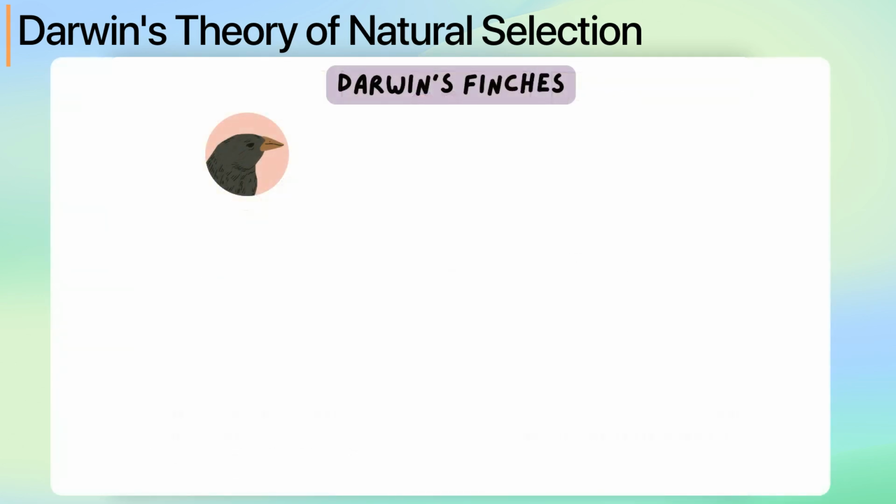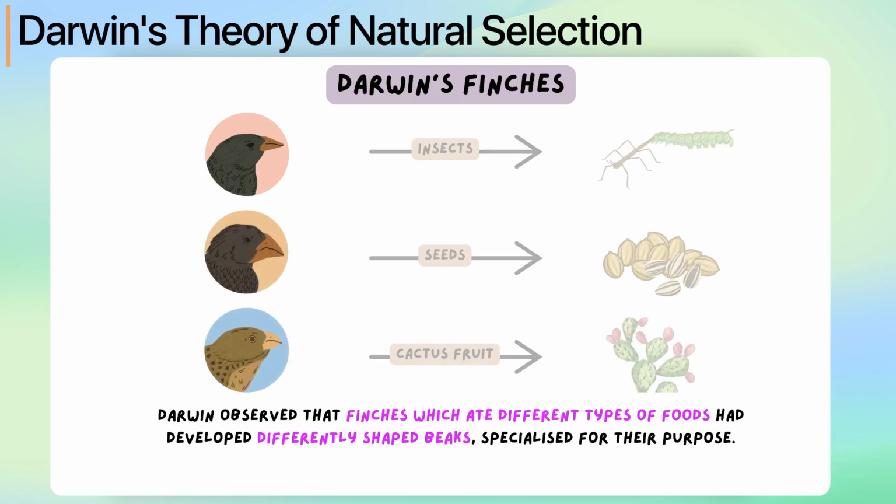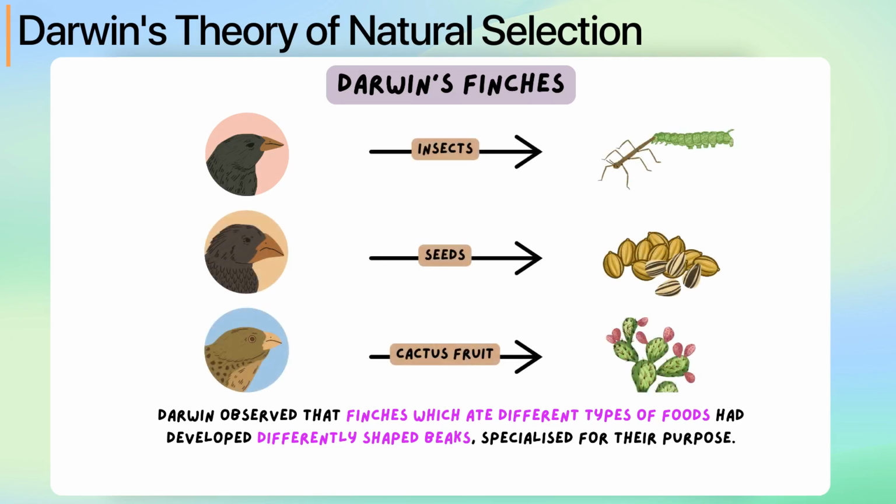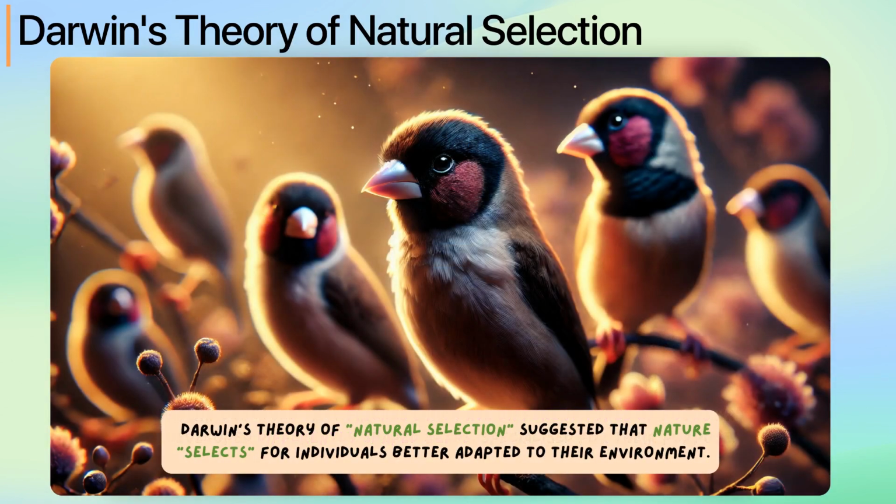For example, Darwin observed that finches which ate different types of foods had developed differently shaped beaks, specialized for their purpose. Darwin's theory suggested that nature selects for individuals better adapted to their environment, a process called natural selection.